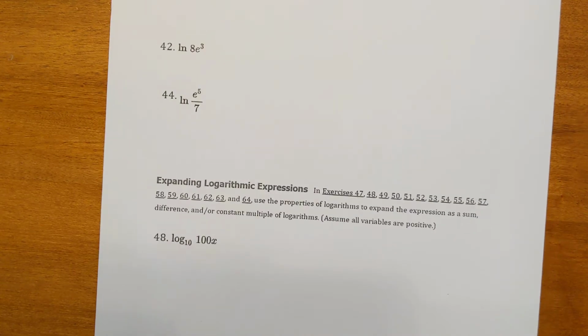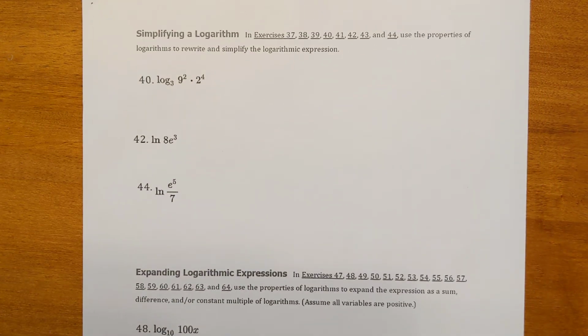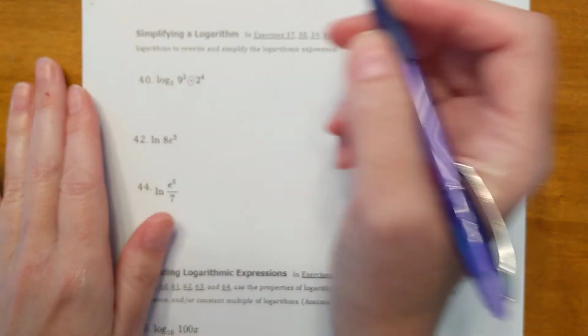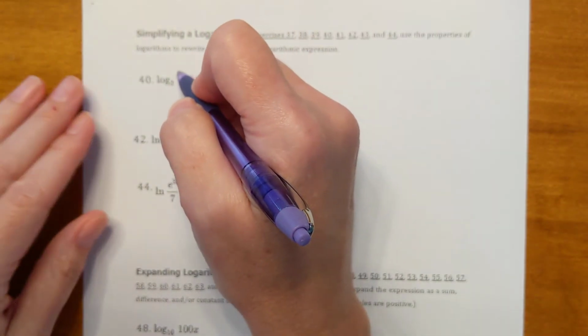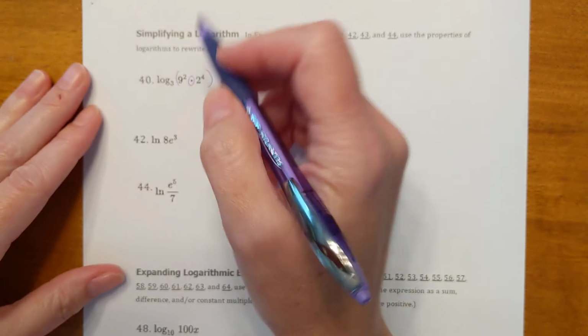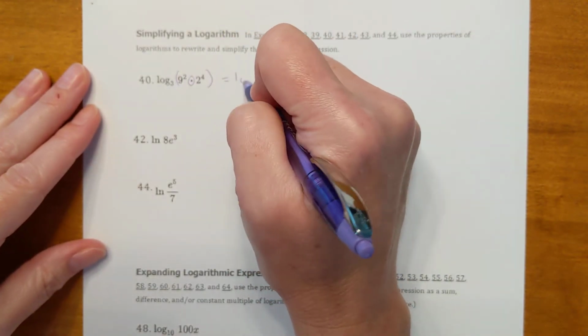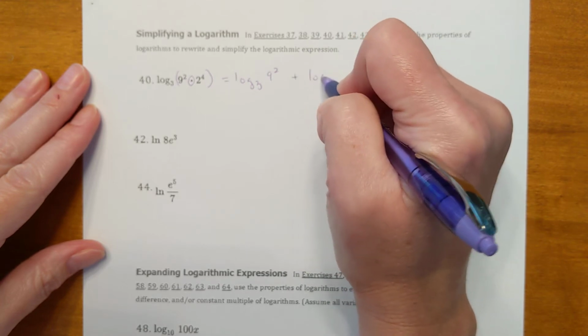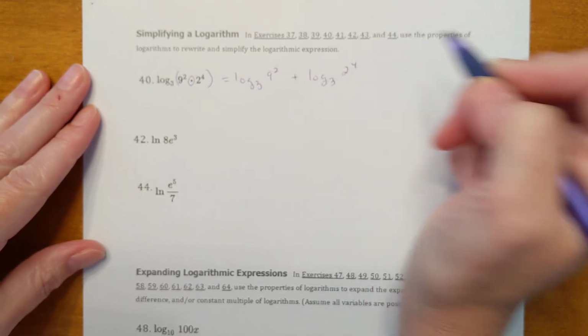On the next page, it says simplifying logarithms. Use properties of logarithms to rewrite and simplify the logarithmic expression. So we have a multiply, and they're taking the log of all of this. Maybe a parenthesis might have been helpful, but they're doing the log of all of it. And it's multiplied, so we're adding. So log base 3 of 9 to the second plus log base 3 of 2 to the fourth.